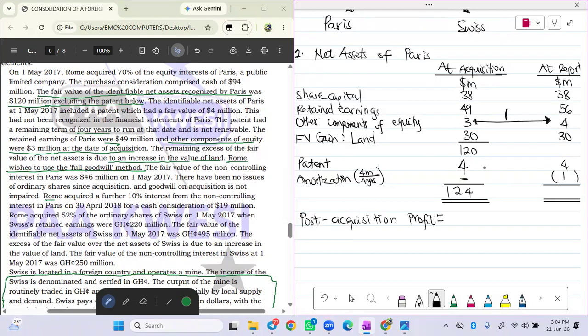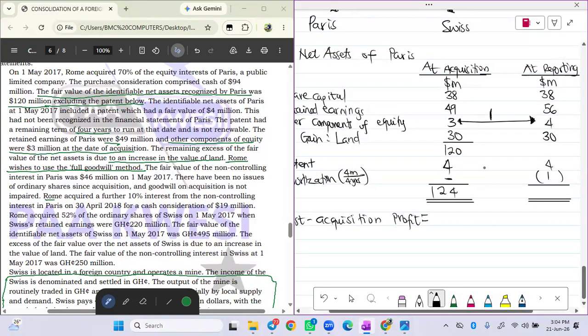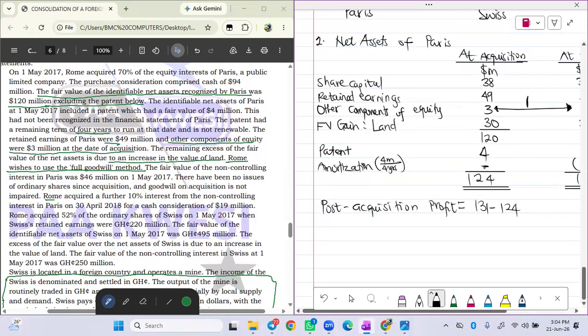So what is at reporting? Reporting is 131. So post-acquisition profit will be 131 minus 124. So we share this. It is already in dollars. So we don't have to retranslate the profit. So what is the profit? That will be in dollars, millions. Okay, 7. 7 million. So we don't have to retranslate it. It's already in dollars. So share of post profit.